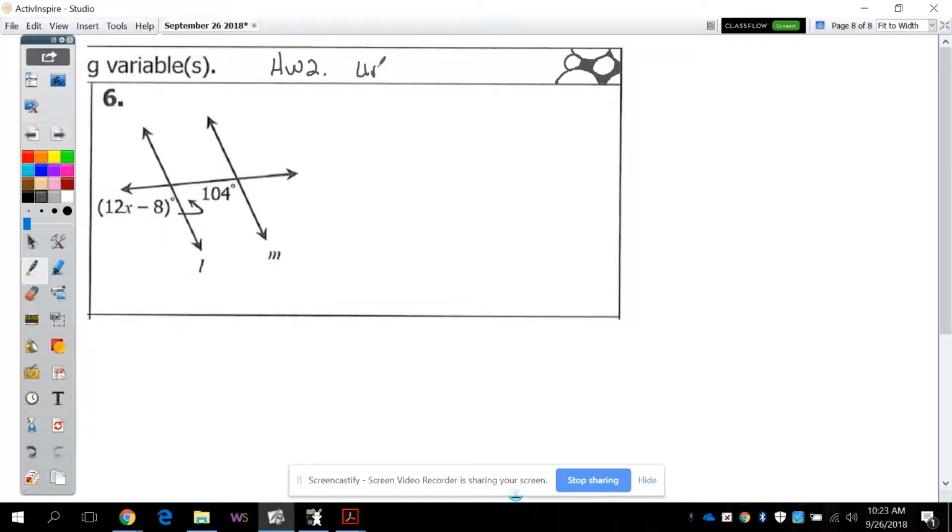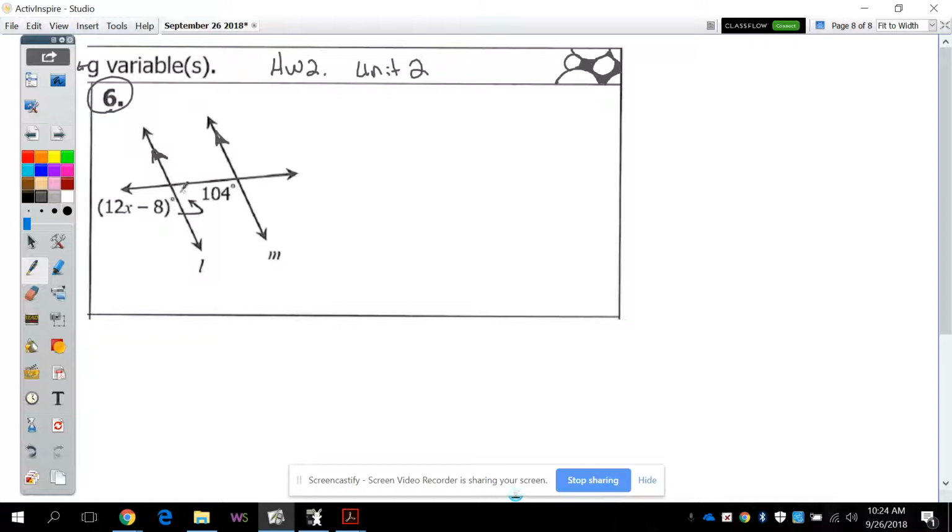Homework 2 from Unit 2, and this is problem number 6. In this problem, we know that lines L and M are parallel, so I'm going to put my little parallel symbols here. It says that in the directions, which is not visible from where we're at.